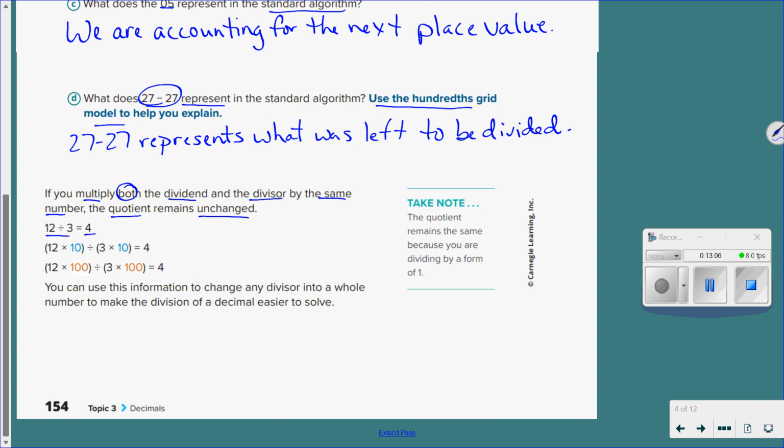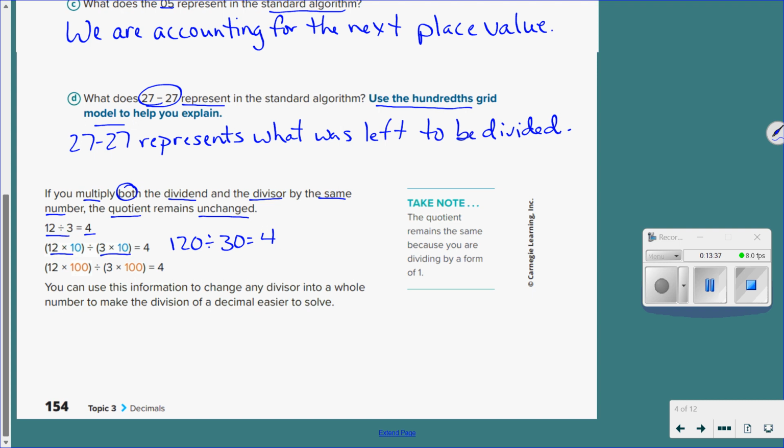Yes. Okay. What's 12 times 10? 120. If I take 120 and I divide by, what's 3 times 10? 30. What am I going to get? 4. What's 4 times 3? 12. And 4 times 10 is 40. Right?